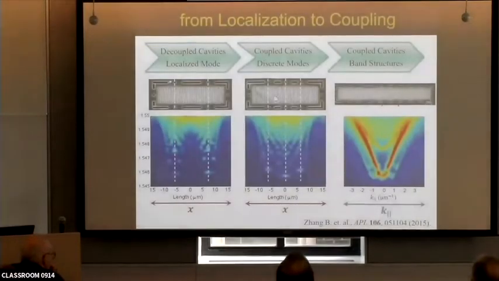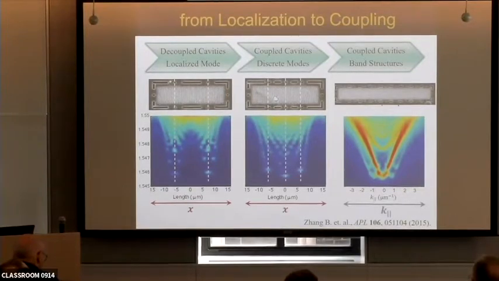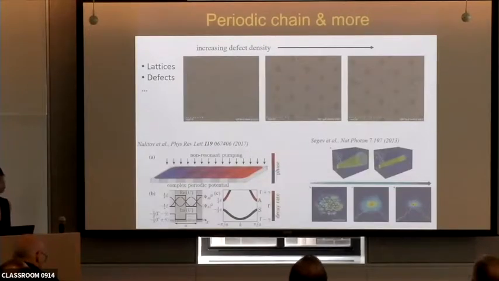And of course, it's also straightforward to just chain these cavities up to make different arrays. And here's just an example. If we put them apart, we get two decoupled cavities. If we put them closer, we have coupled cavities with a common ground state. And if we chain them up into an array, we get band structures. And you can also extend it to two-dimensional lattices. And you can also plant in random defects and look at what happens in the disordered system.